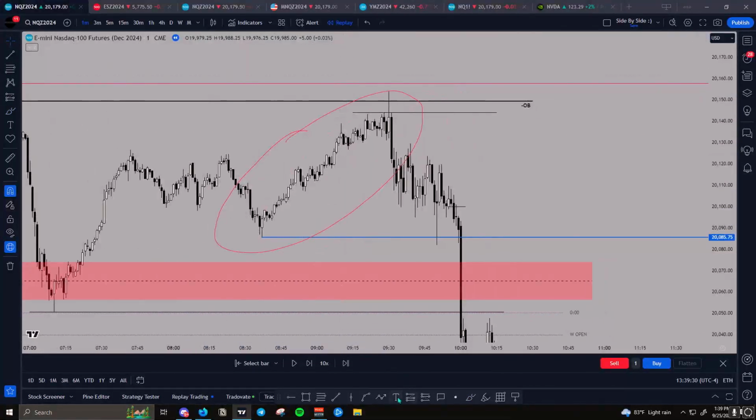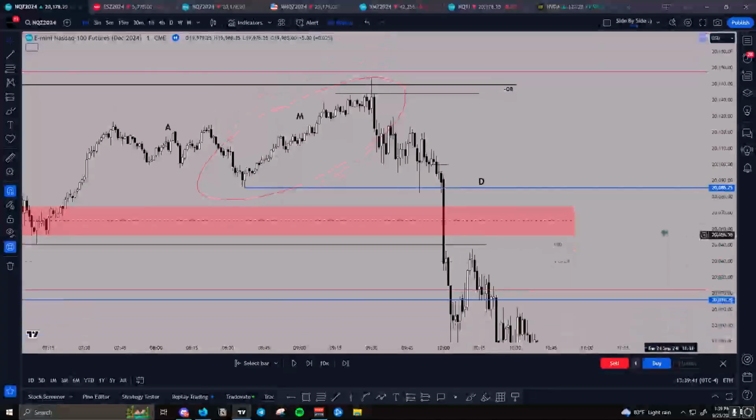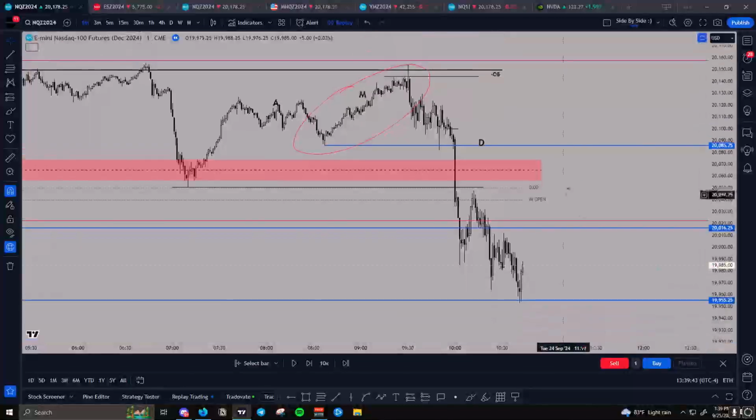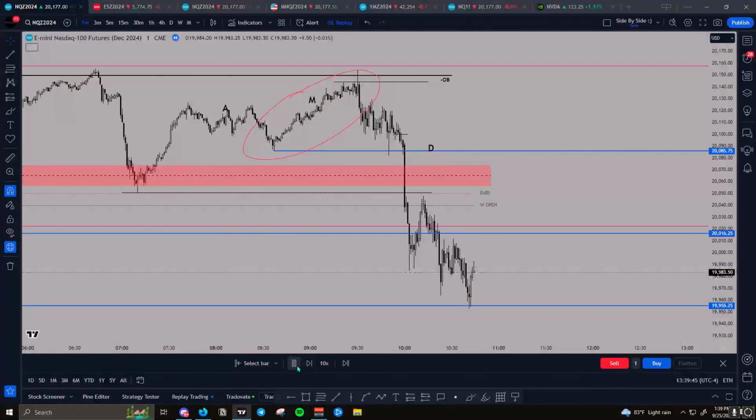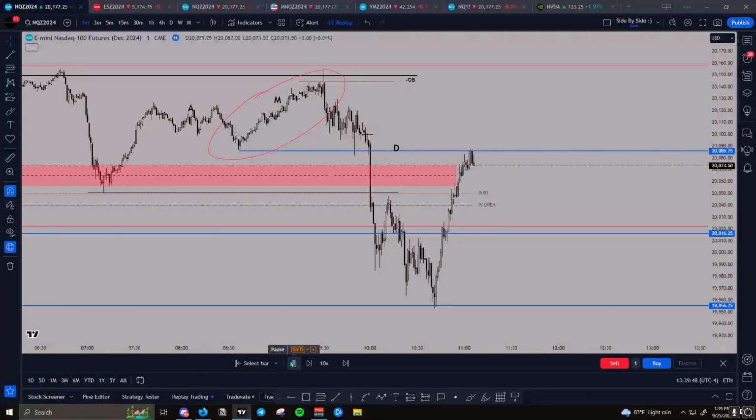And so now this is your accumulation here. This is your A. This is your M. And then you can see this is your D. Into what? Our Monday low. And that's where the smart money reversal occurred, and we completely ripped face after this.